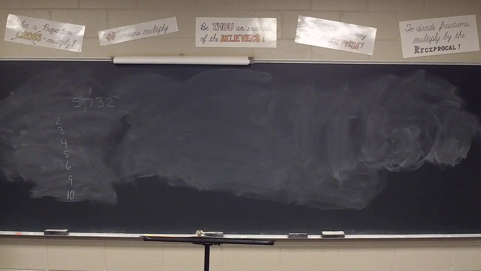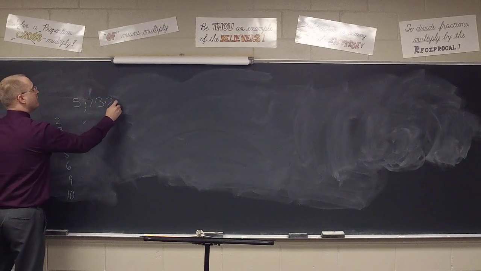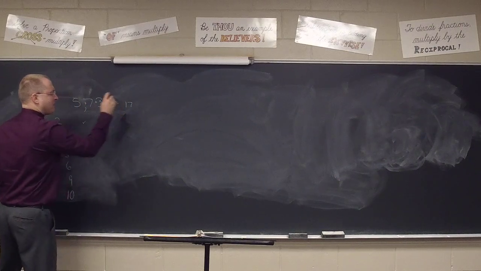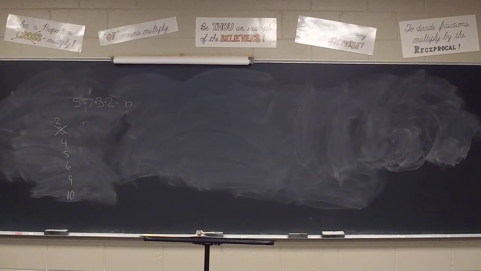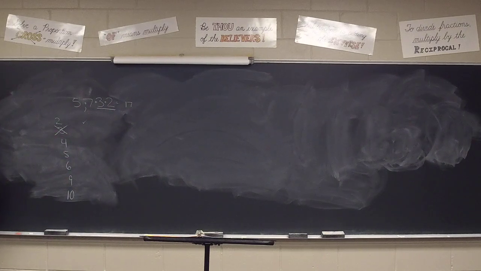Is it even, class? Yes. Then it's divisible by 2. What is the sum of the digits going to give us, Elaine? 17. Class, can 17 be divided by 3? No, so let's rule out 3. For 4, class, we're only going to look at the last two digits. Can 4 go into 32, class? Yes, 4 times 8, so it's divisible by 4.